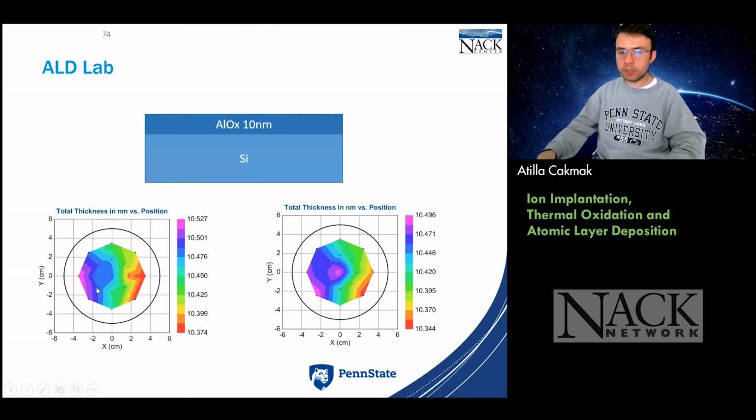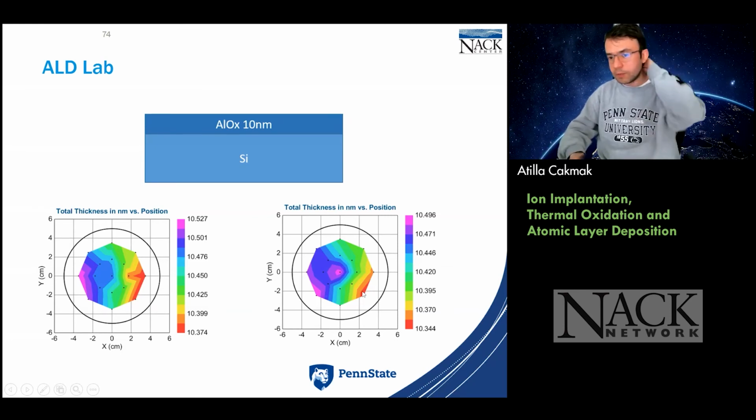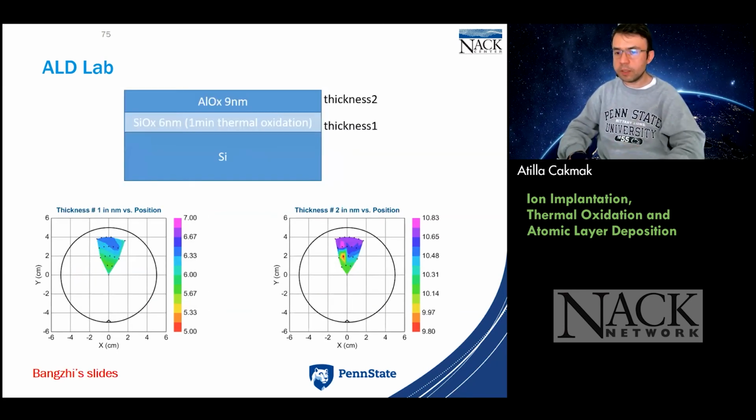So this is an aluminum oxide that I grew here at Penn State, and you can look at the precision. We just tried to grow 10 nanometers, and look at the numbers here, 10 nanometer, 10.4. It's very, very precise, okay? And then another from another wafer. So that's super repeatable and super conformal, super uniform.